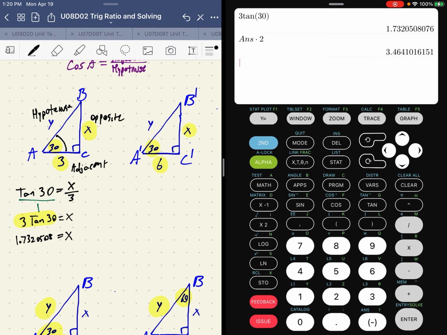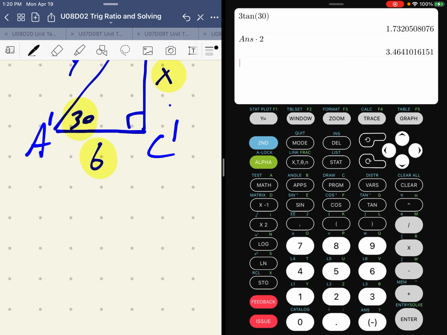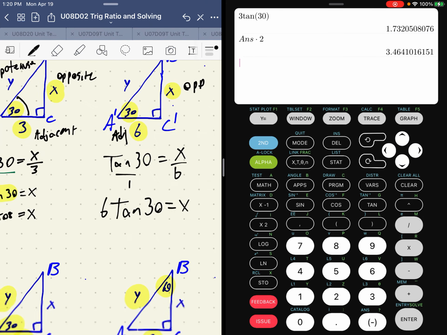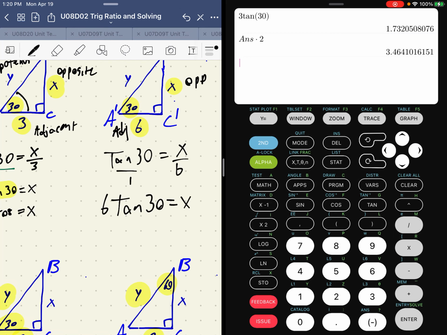All right, so let's try and set up our trig ratio here as well. So we're going to be using the tangent of 30 again. This time it's going to be equal to x over 6. Because this is still the opposite side, and this is still the adjacent side. And we're just going to cross multiply again. We're going to get 6 tangent of 30 is equal to x. And we're just going to use our calculator. So 6 tangent of 30 is going to be equal to 3.46.